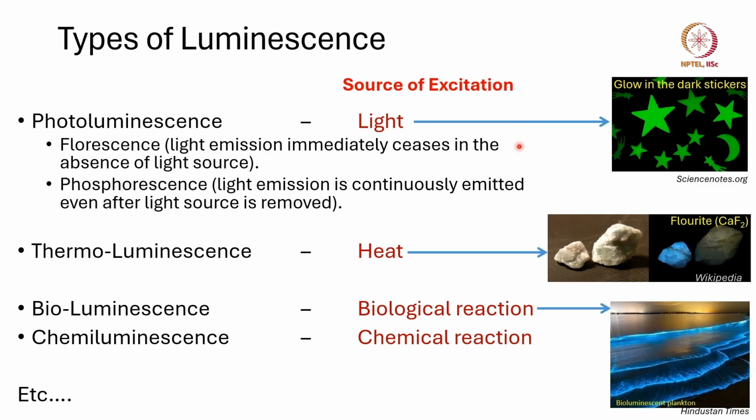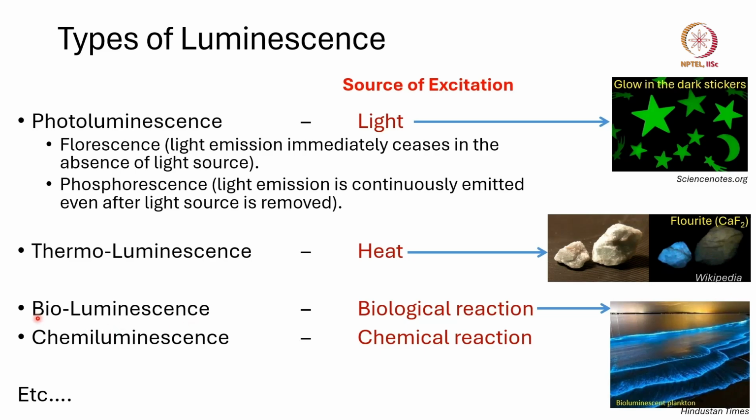Other types of luminescence include thermoluminescence, where heat is the source of excitation. The example for thermoluminescence is a mineral called fluorite. When a small amount of this mineral is heated using a candle in a dark room, it emits light.